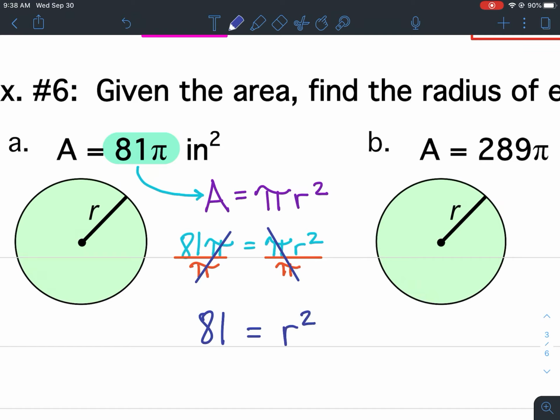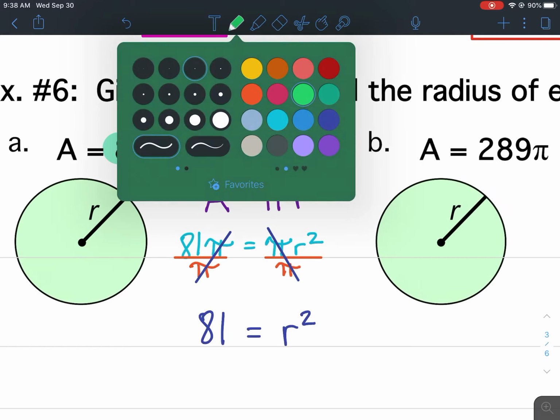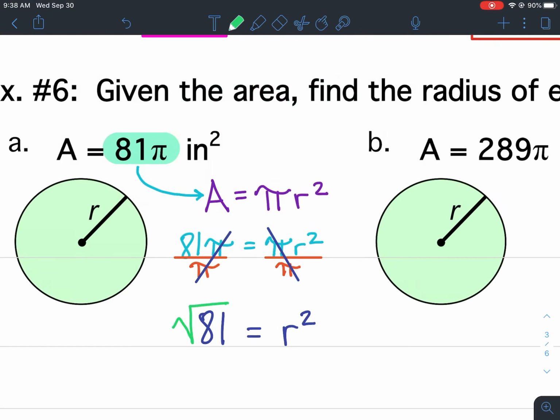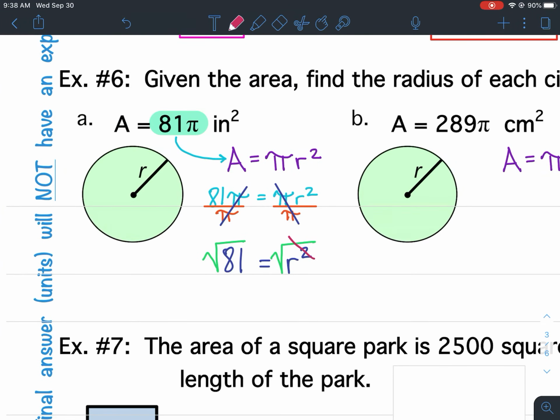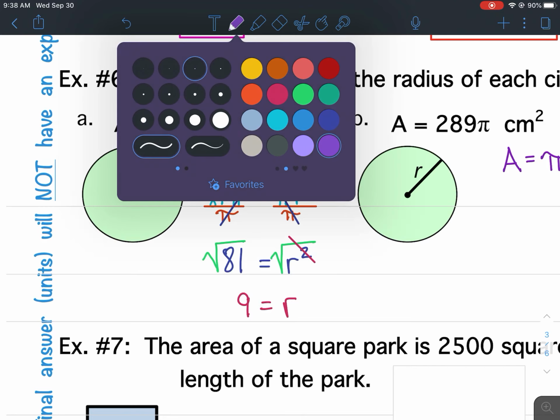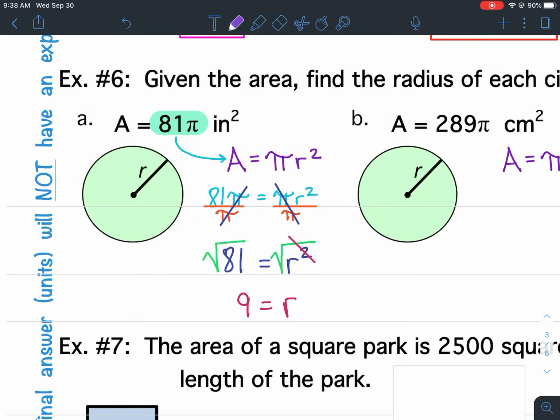And now this problem is really no different than example 5 or examples 1 and 2. When you have a square, the inverse operation is the square root. So I'm going to take the square root of both sides. That will cancel out this square, and the square root will cancel out. And you have 9 equals r. So my final answer would be 9 inches.